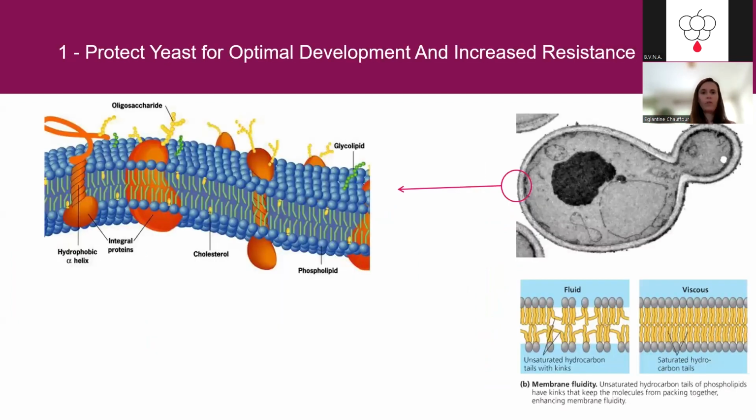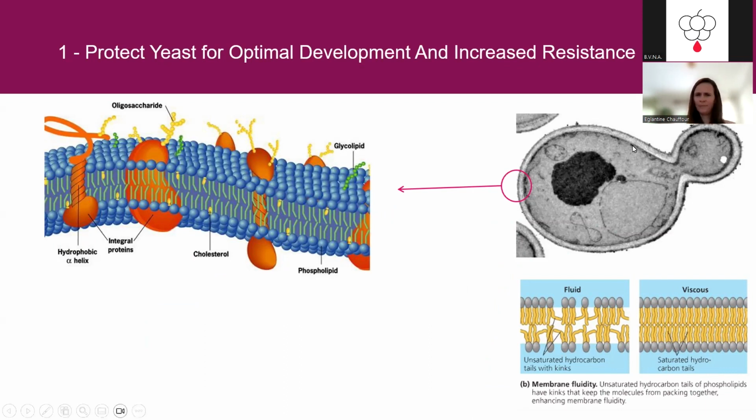So to go a little bit deeper in each of these steps, the first step is to protect the yeast for optimal development and increase the resistance through the full fermentation. So here we are really focusing on the membrane of the yeast. We are actually not talking about YAN. We are not talking about nitrogen.